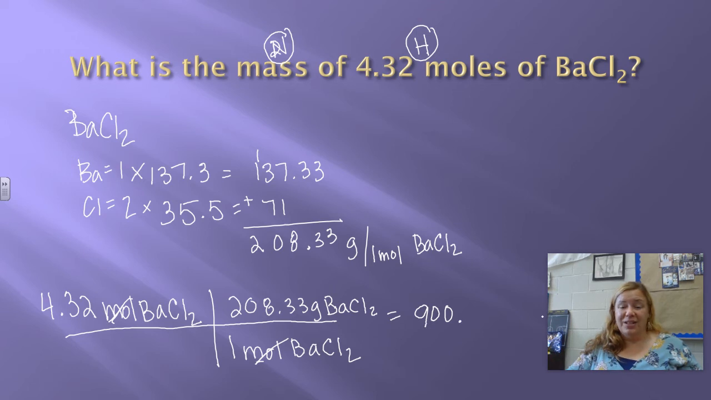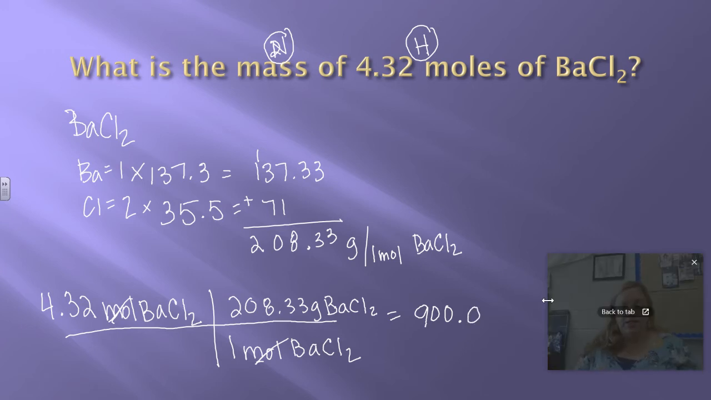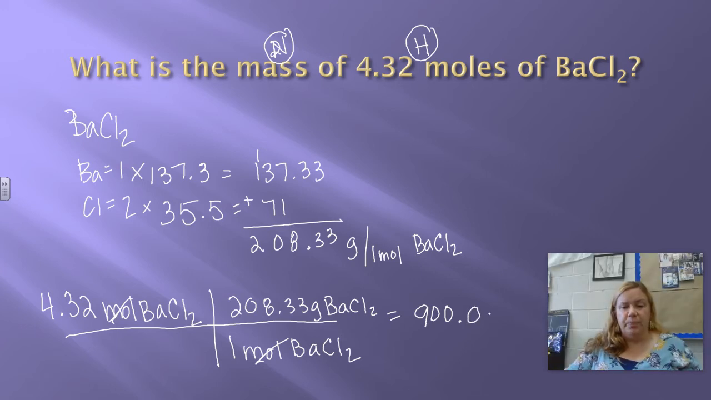I mean, officially it's going to be 900 point because you'd have 3 sig figs, but typically you can do plus or minus 1 sig fig. So it might be 900.0. And that is grams of barium chloride. Okay, that's the number of grams in 4.32 moles.